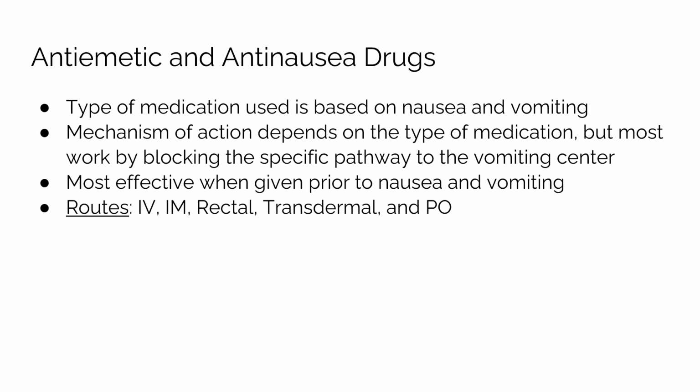Antiemetics and anti-nausea drugs. The type of medication used is based on nausea and vomiting. The mechanism of action depends on the type of medication, but most work by blocking the specific pathway to the vomiting center. They are most effective when given prior to nausea and vomiting. Routes include IV, IM, rectal, transdermal, and PO.